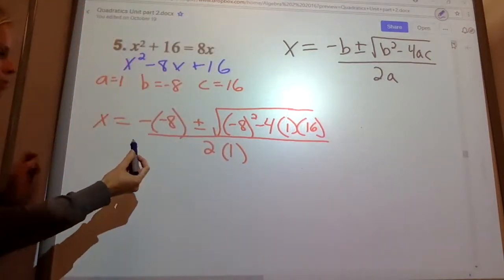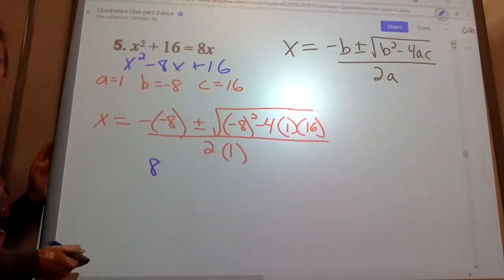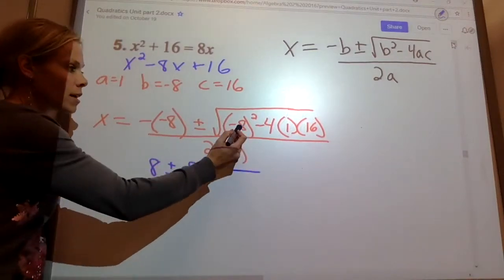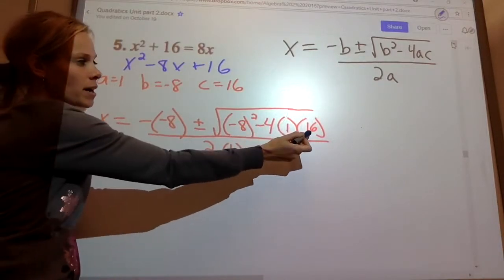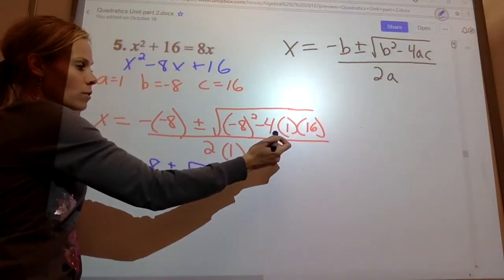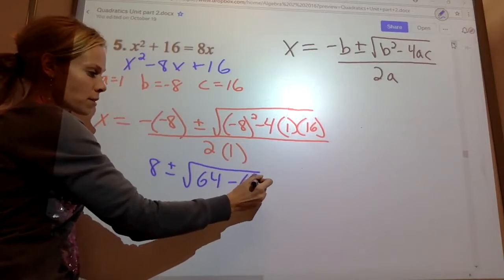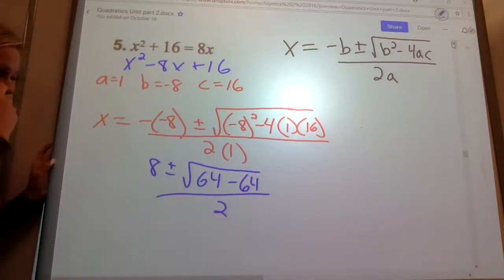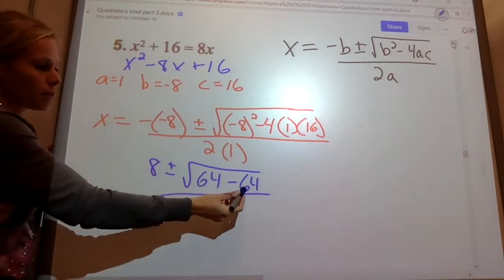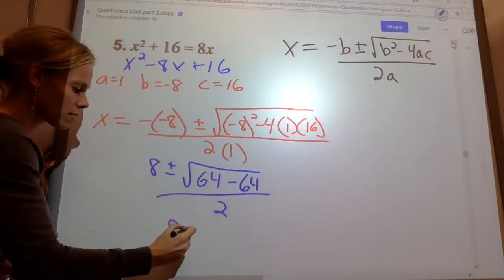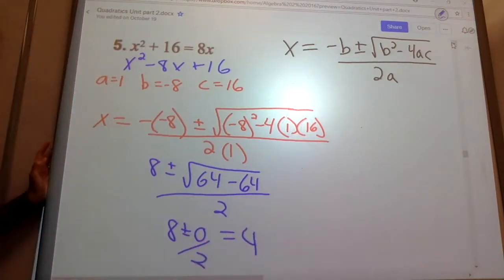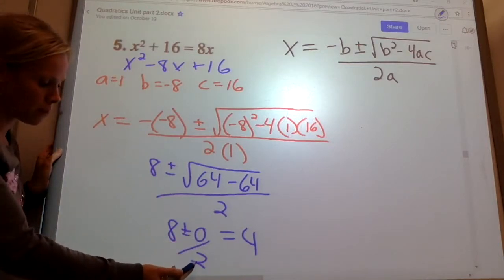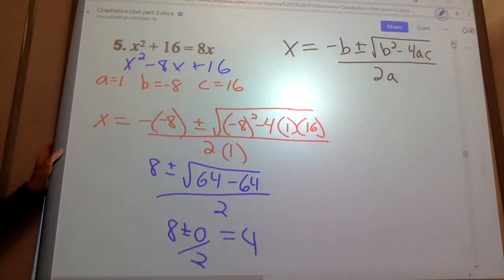Okay? So double negative means positive. B squared is always positive. You have a -4 times 1 times 16. So it's -64, good. All over 2. Well, what's 64 minus 64? 0. So I have this, which is just going to be 4. Okay? Because 8 plus 0 divided by 2 is 4. 8 minus 0 divided by 2 is 4.